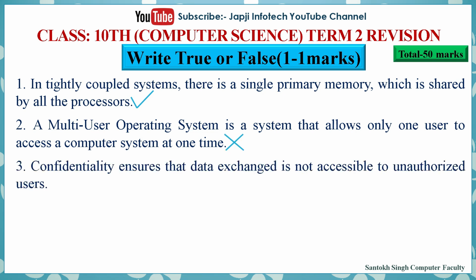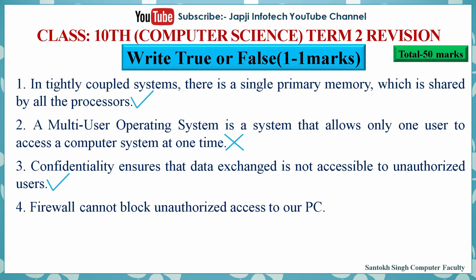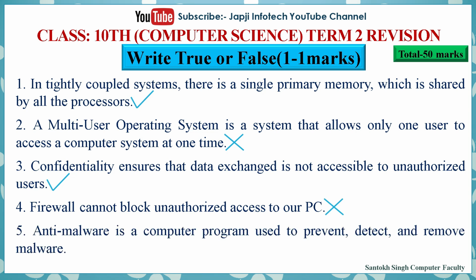Third one is confidentiality ensures the data exchange is not accessible to unauthorized users. True. Fourth one is firewall cannot block unauthorized access to our PC. False. Fifth one is anti-malware is a computer program used to prevent, detect, and remove malware.